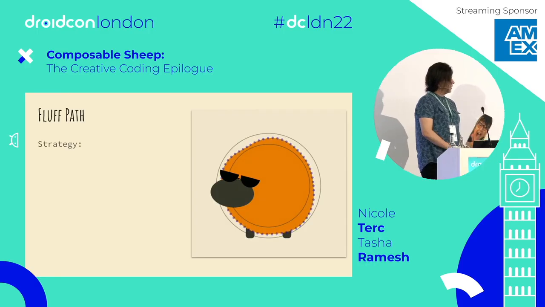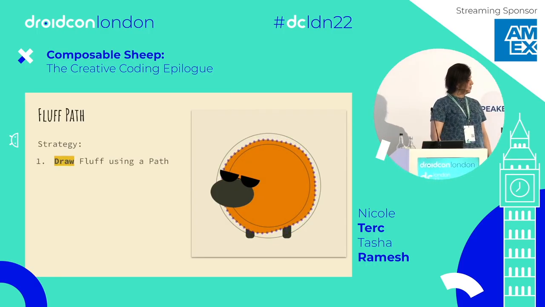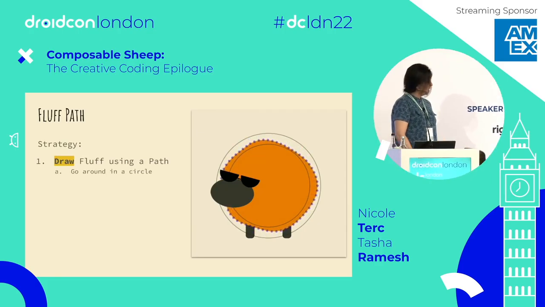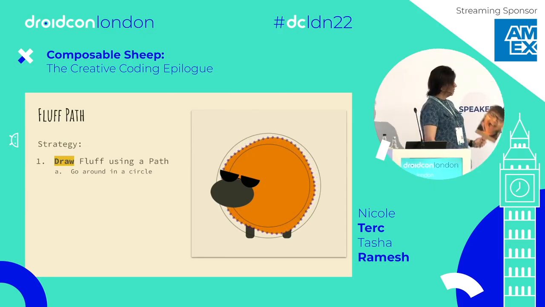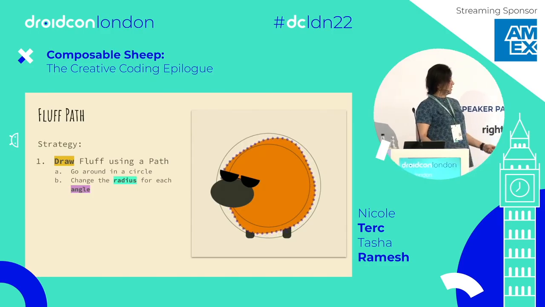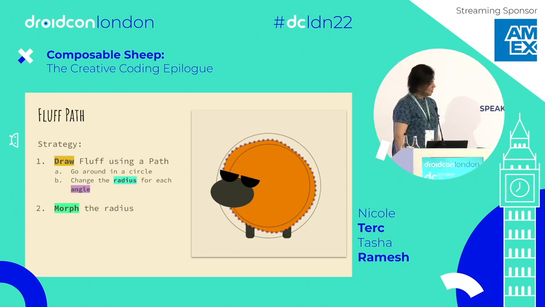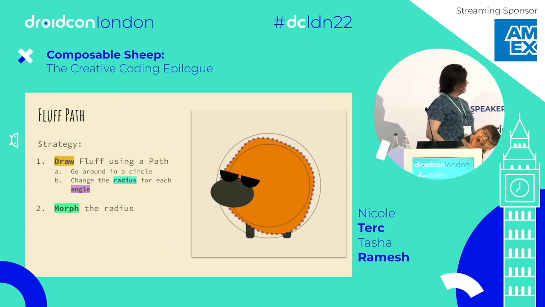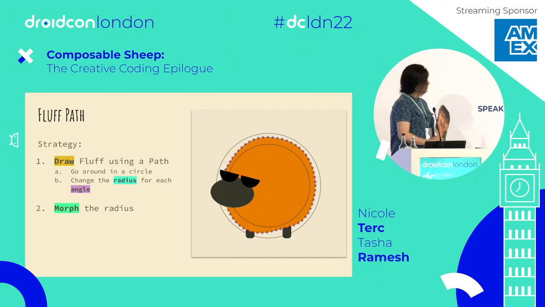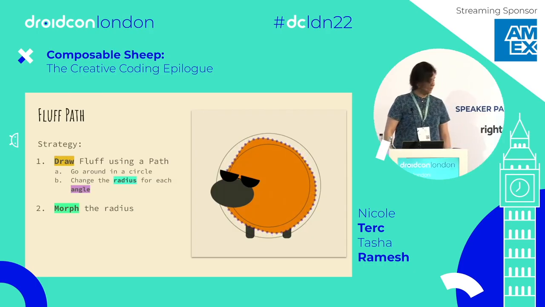So the strategy, following the previous steps as we have been discussing, first is to draw things. And in this case, we're going to be drawing the fluff using a pad. The strategy in specific is we're going to be going around the circle, because chips are circular in our case, and for each of the angles we stop at, we're going to be changing the radius. Again, another function for radius. Once we have that, we're just going to morph them over time, and that's how we're going to obtain this trippy-looking fluff. As you can see, for each point, the radius is oscillating between a minimum radius and a maximum radius over time.